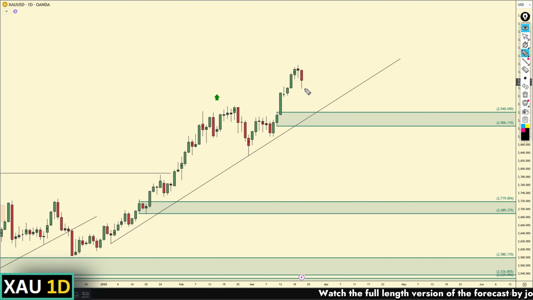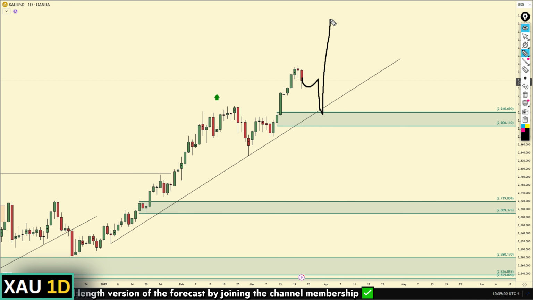I'm not going to get into detail why or why not, but I feel comfortable drawing this demand zone. So honestly, if we do start to see a deeper pullback on gold, that is certainly where we could get a pullback down to 2940 for a nice little dip buy at that daily demand zone.